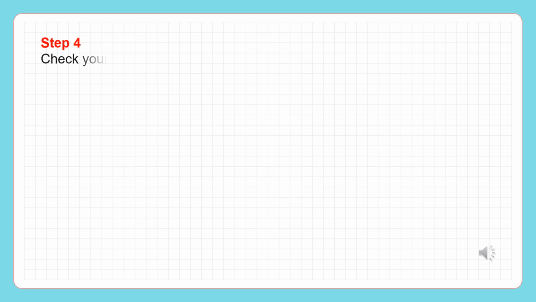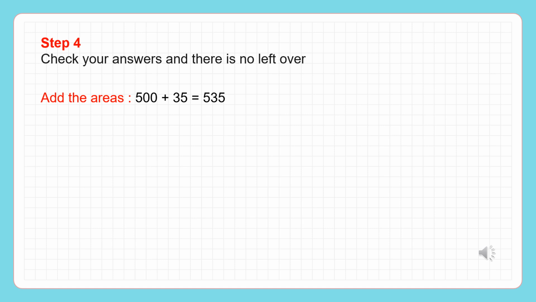The last step, step number 4, check your answers and see if there is any leftover. So first we add the areas. 500 plus 35 equals 535. Then we add the sides. 100 plus 7 equals 107. So 535 divided by 5 equals 107. And there is no remainder. Remainder equals 0.